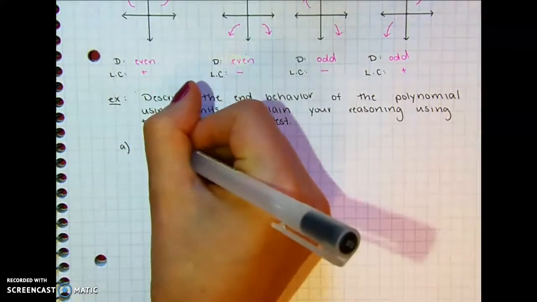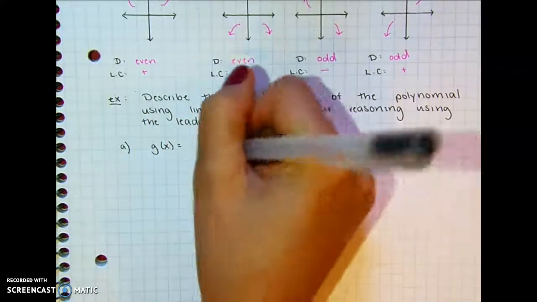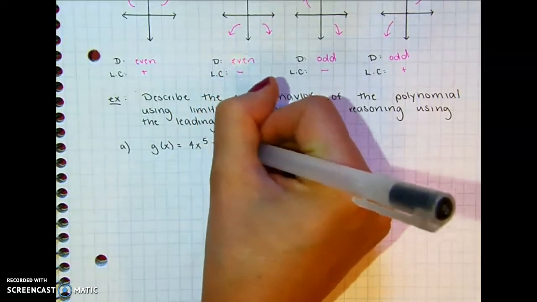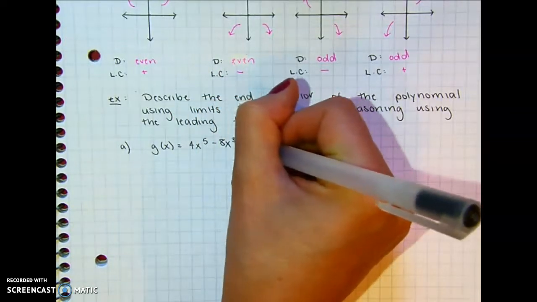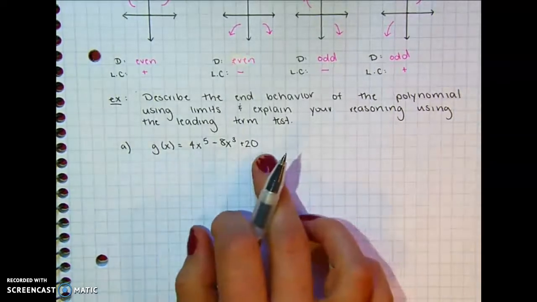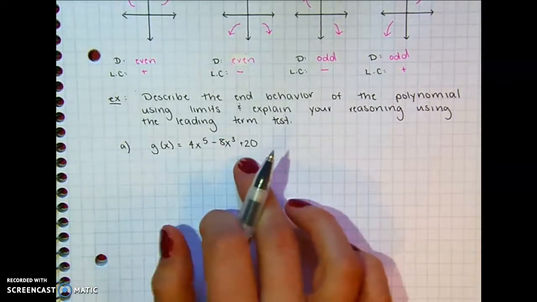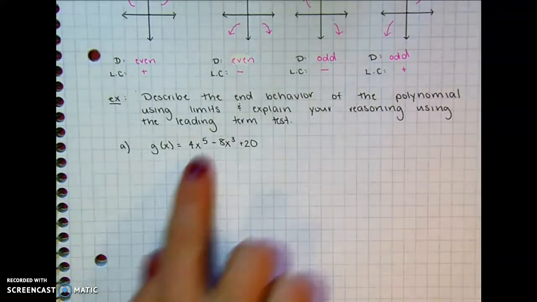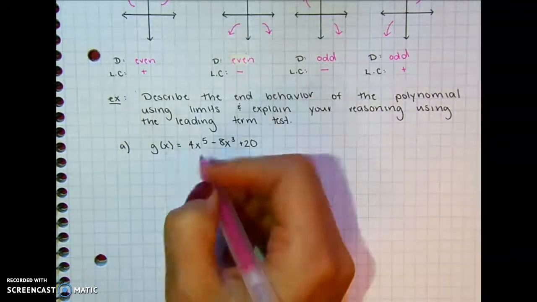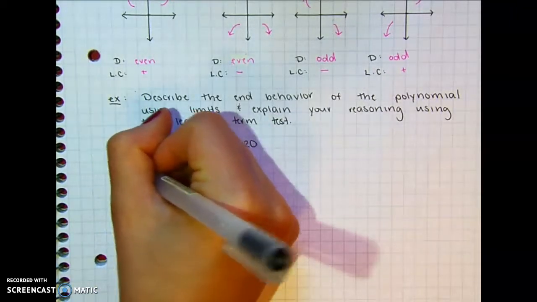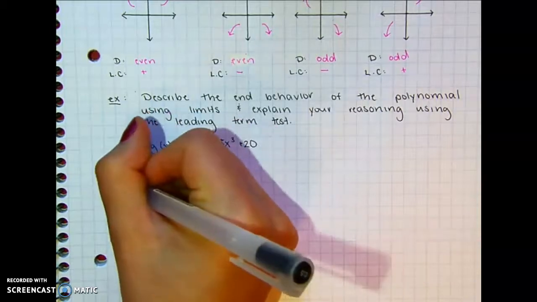First example, g of x equals 4x to the 5th minus 8x cubed plus 20. So be careful here. It is in order, going from greatest exponent to lowest exponent. That doesn't always happen though. So this is our leading term. So for the leading term test, we need to determine what is the degree and what is the leading coefficient.